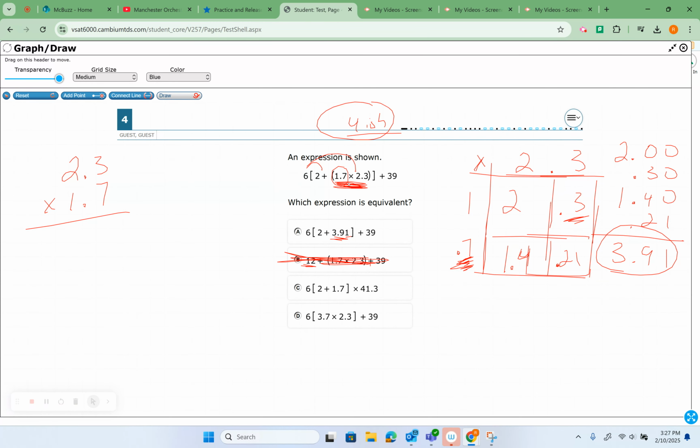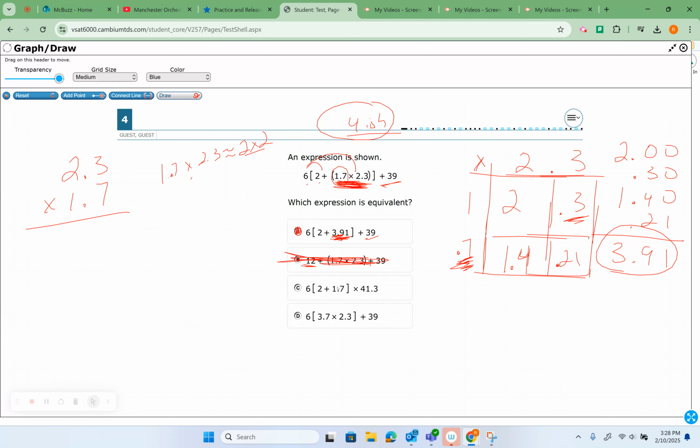Again, 4-ish, again, because 1 and 7/10 is close to 2. This is close to 2 as well if you round down. So you can say 1 and 7/10 times 2 and 3/10 is roughly 2 times 2, which is 4, and that's where you get that. And so this stays the same, that's the same. We multiply this to get that 3.91. That plus 3 stays down here. This will be my answer.